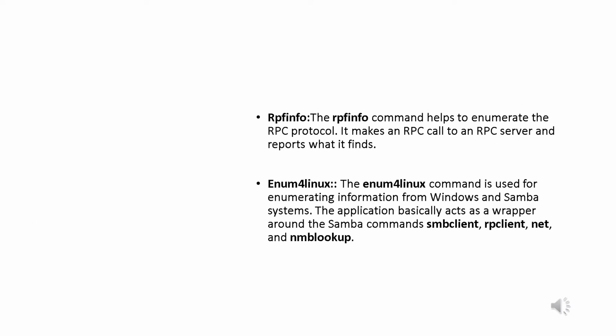The rpcinfo command helps you enumerate the RPC protocol. It makes an RPC call to an RPC server and reports what it finds. The enum4linux command is used for enumerating information from Windows and Samba systems. The application basically acts as a wrapper around the following Samba commands.